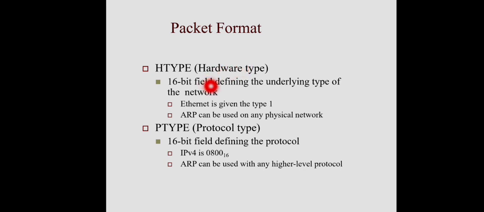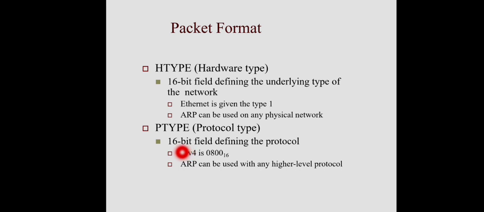Coming to each field, the first one is the hardware type, right? It specifies the underlying type of the network, what type of physical network it is, whether it is Ethernet or token ring or the like. It will specify the hardware type. It is actually 16 bits wide. And ARP can be used for any network. That is why the corresponding hardware type should be specified. Then the protocol type.